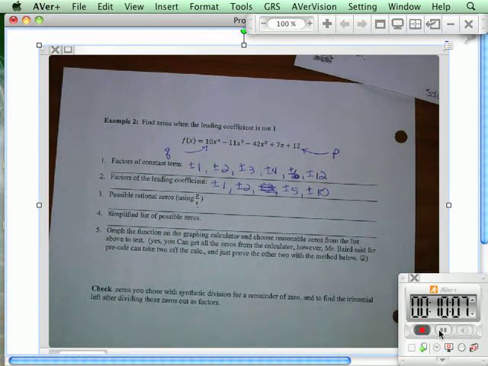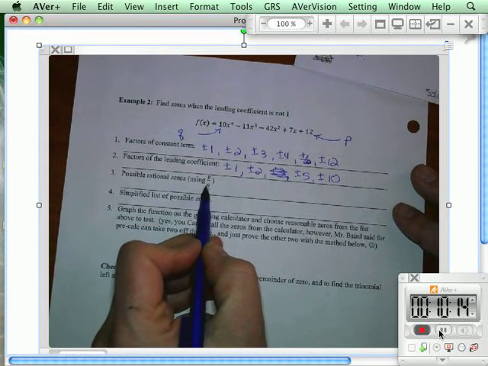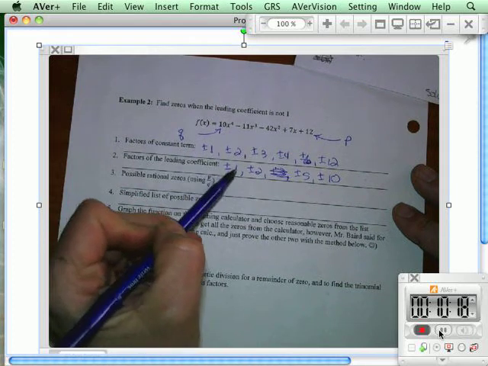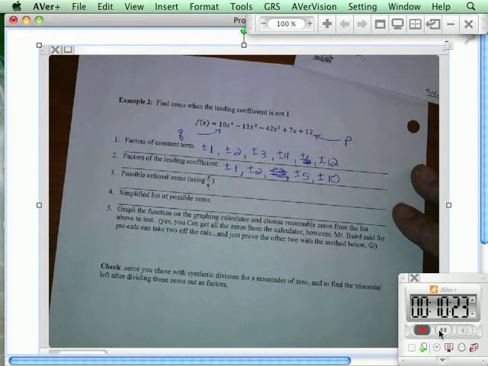Okay? All right, now we're going to list all the possible rational zeros, and there's a lot of them, because we have to take 1 and put it over 1, put it over 2, put it over 5, and put it over 10. So, I'm going to do that right now. I'm going to list them out.